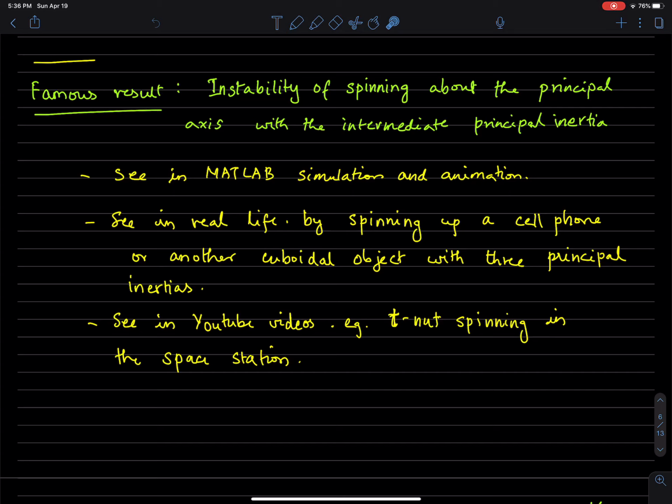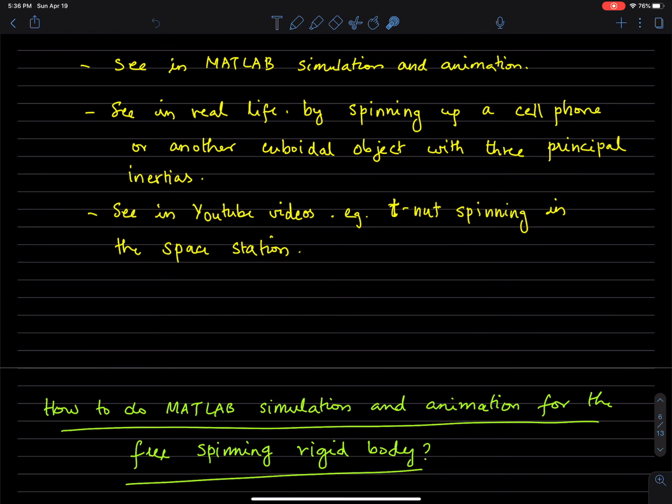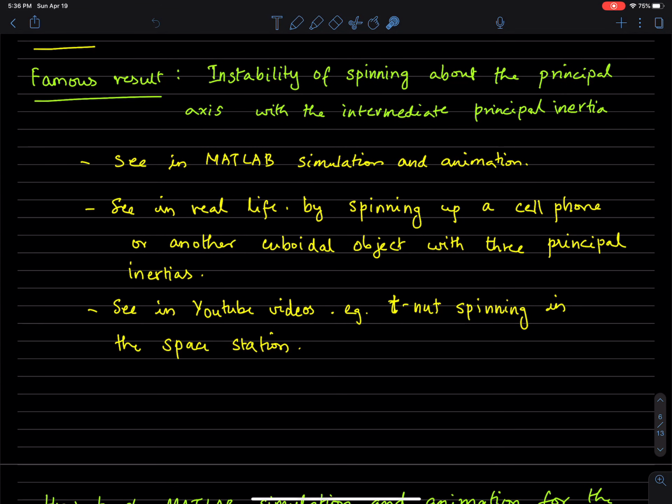And in real life, what you can do is take a notebook or your smartphone, if it's well protected, and try to spin it up along one of its three principal axes, and try all three of its principal axes. You will notice that for two out of those three principal axes, the object will just spin nice and stably. And for the third principal axis, it will not spin persistently.